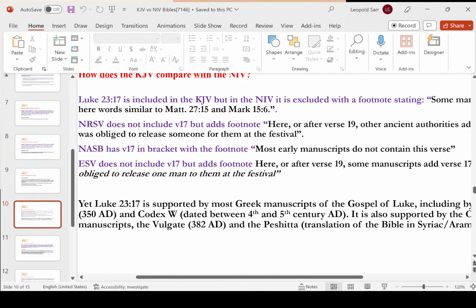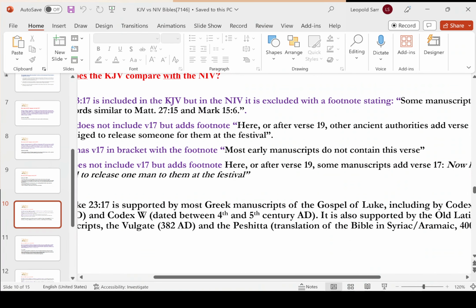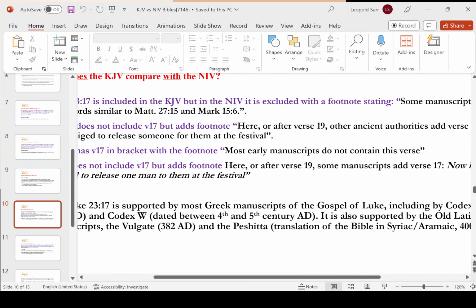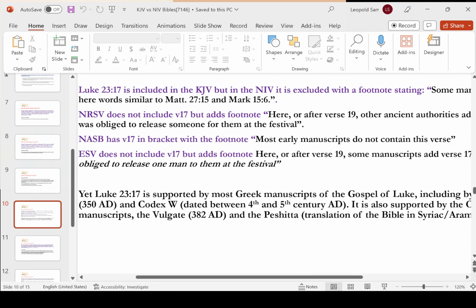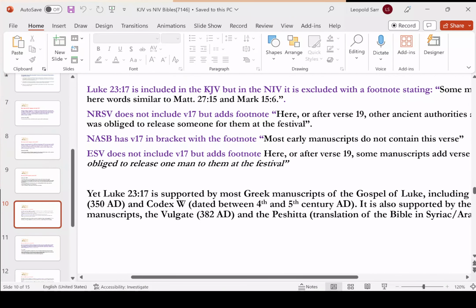If you take the NASB, same thing, they put it in brackets after verse 17 with the footnote saying most early manuscripts do not contain this verse. Now look at this statement. Remember, we talked about some early manuscripts around the time of the text, Codex Vaticanus and Codex Sinaiticus, which are the earliest Greek manuscripts we have in possession today, but they are overlooking the fact that some early manuscripts do contain verse 17, and we'll come back to that.